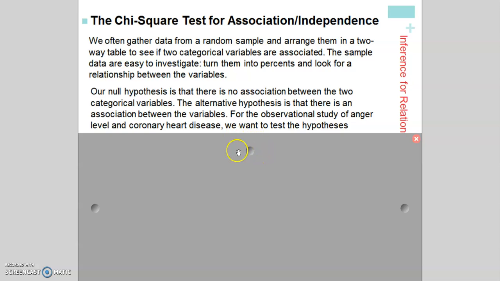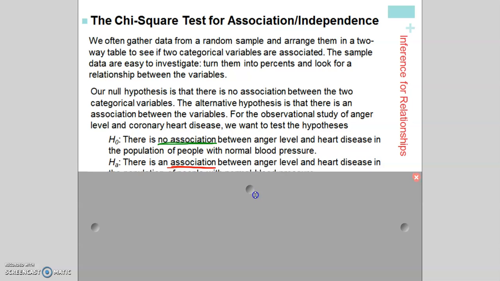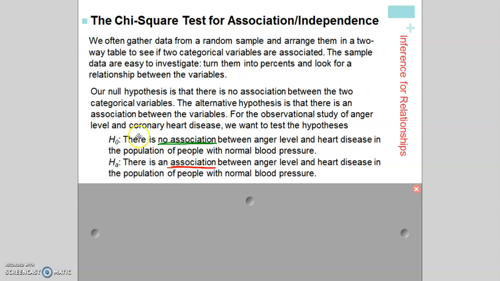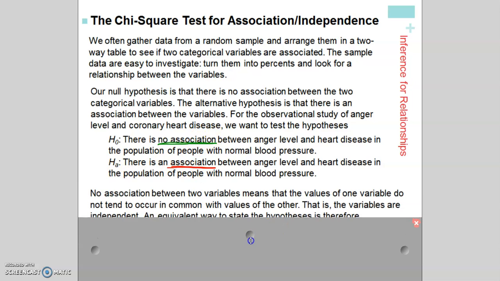For the observational study with anger and heart disease, the null hypothesis would be: there is no association between anger levels and heart disease in the population of people with normal blood pressure, because that's where these people came from for the study. The alternative is that there is an association between those two variables. So null hypothesis, no association. Alternative, yes, there is an association.